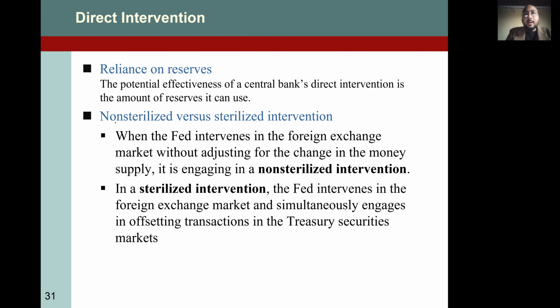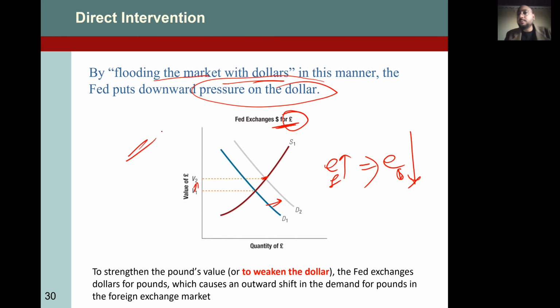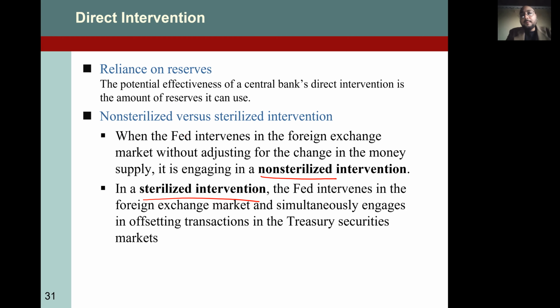So we have two types of direct intervention. One is called sterilized and one is called non-sterilized. Here, in non-sterilized, they just have one strategy. When the Fed intervenes in the foreign exchange market without adjusting for the change in money supply, it engages in non-sterilized intervention. If they want to increase the value of the pound, which means decreasing their home currency, they buy more pounds. They supply more dollars and buy more pounds. What happens? Pound value increases, dollar value decreases.